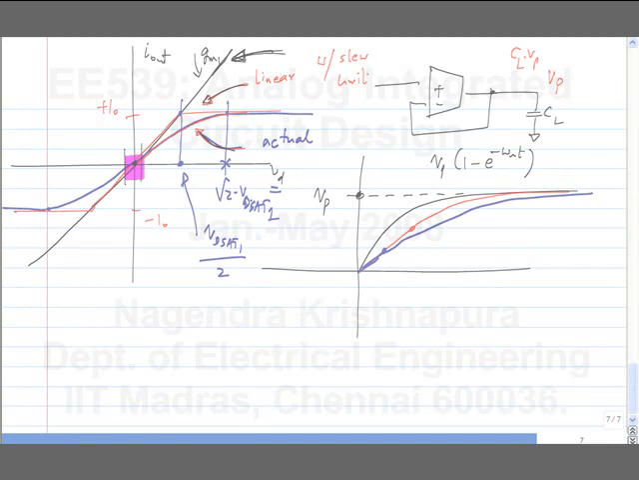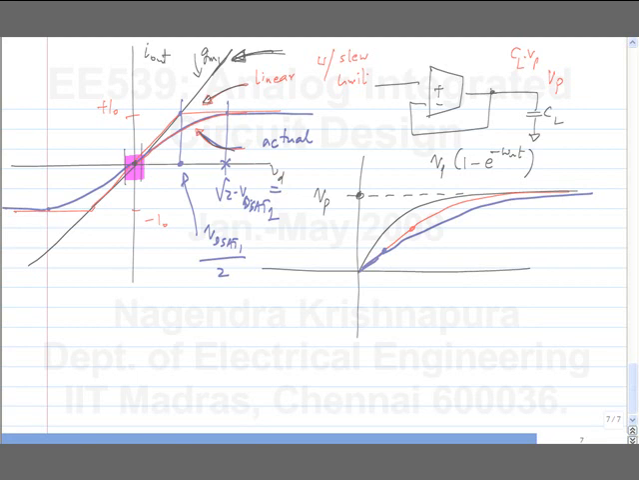Is this clear? So in fact it's an upper limitation. With the linear characteristic you would have wanted the voltage to rise up faster, but with slewing it is not able to do that. The question is, how do you measure the slew rate? So you will apply larger and larger steps and find the rate of change of the output.